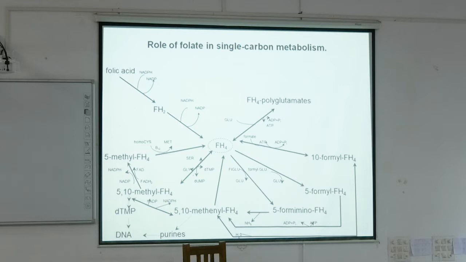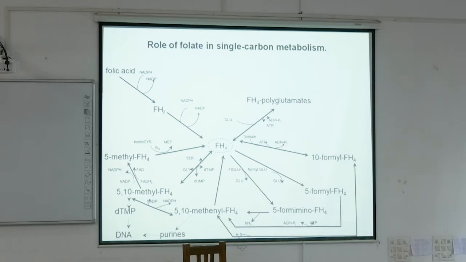Methionine synthase. There are only two such enzymes which can convert N5-methyl THF to THF. One of these is methionine synthase. So N5-methyl THF is converted to THF, and from THF, other things can be formed, mostly N5, N10 forms. But the major reaction is this one.